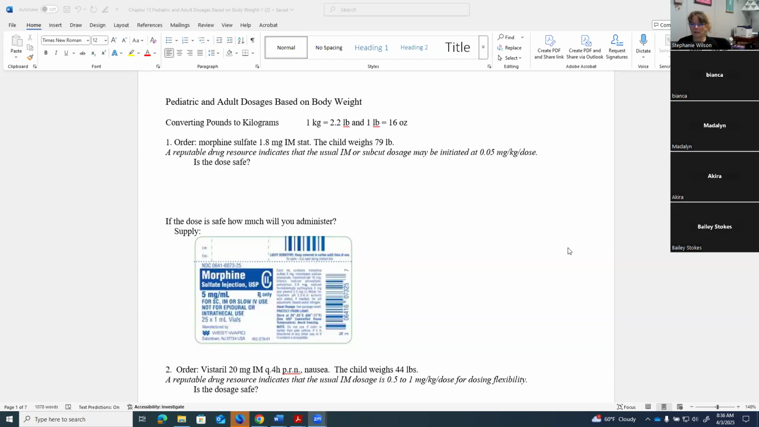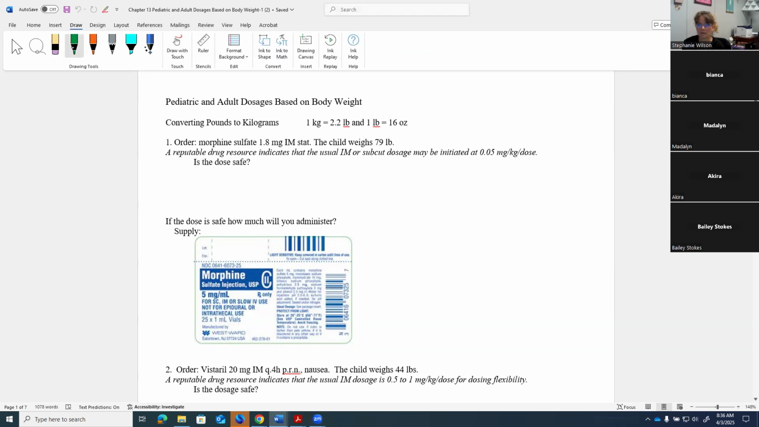Okay, so today we're going to talk about pediatric and adult dosage based on body weight. A lot of times whenever we are given an order based on body weight, we have to look at the recommendation to make sure the order meets that specific patient. Because if we got in a room full of people and checked everybody's amount, it would be different, because it is based on body weight. So let's get started. Let me get my pen going.